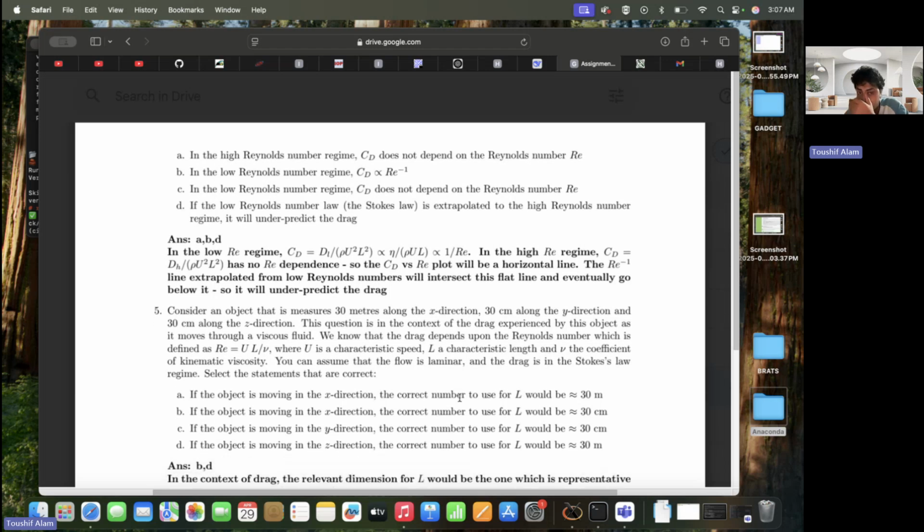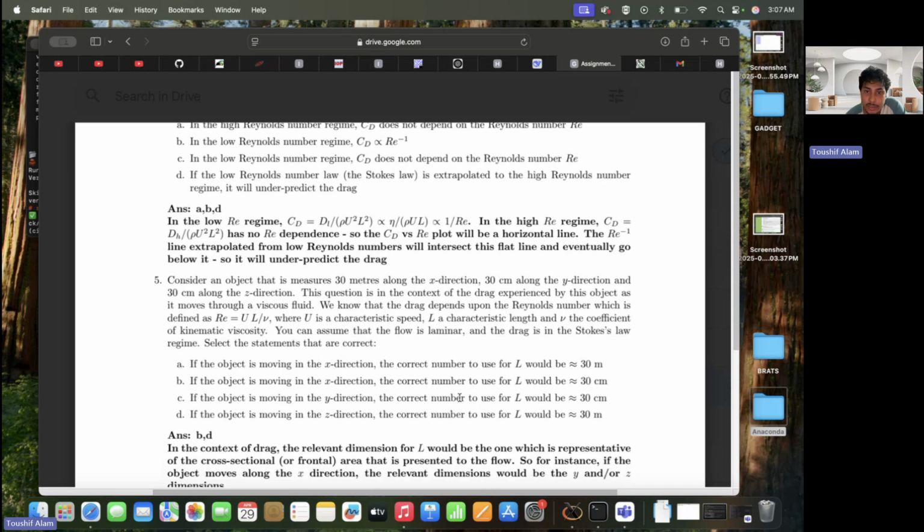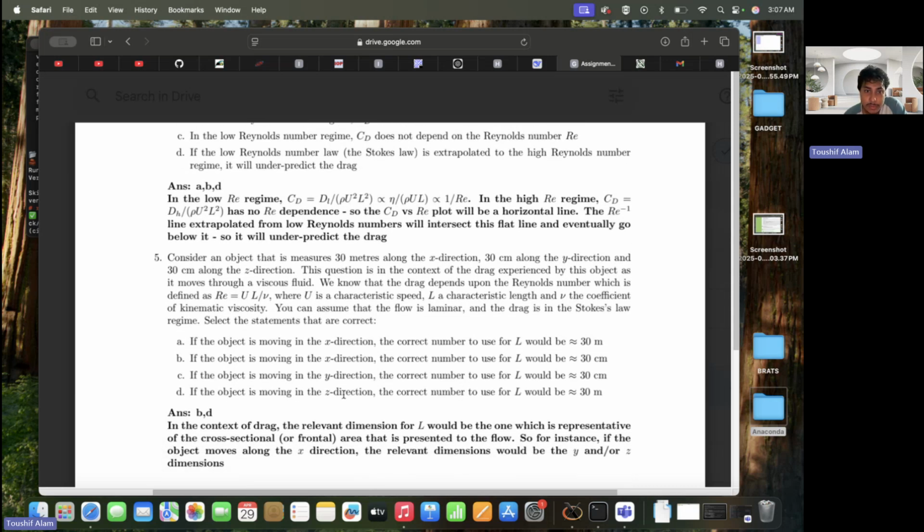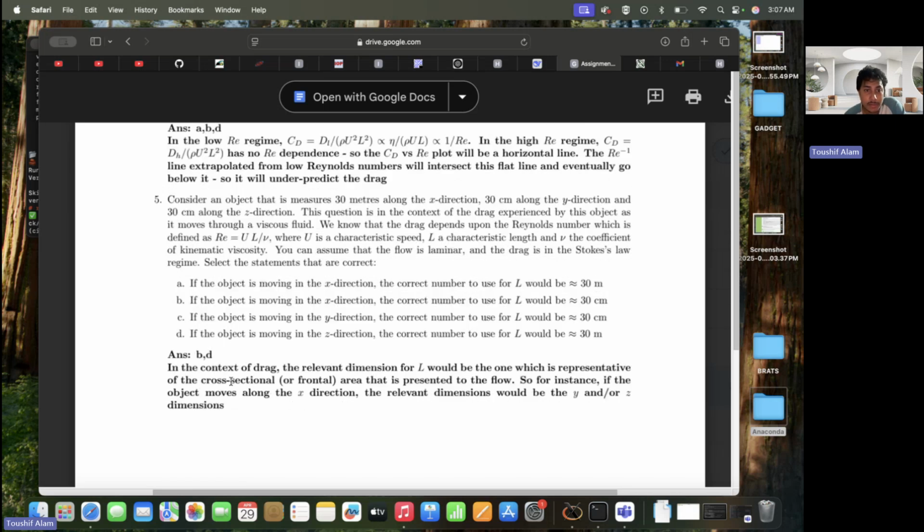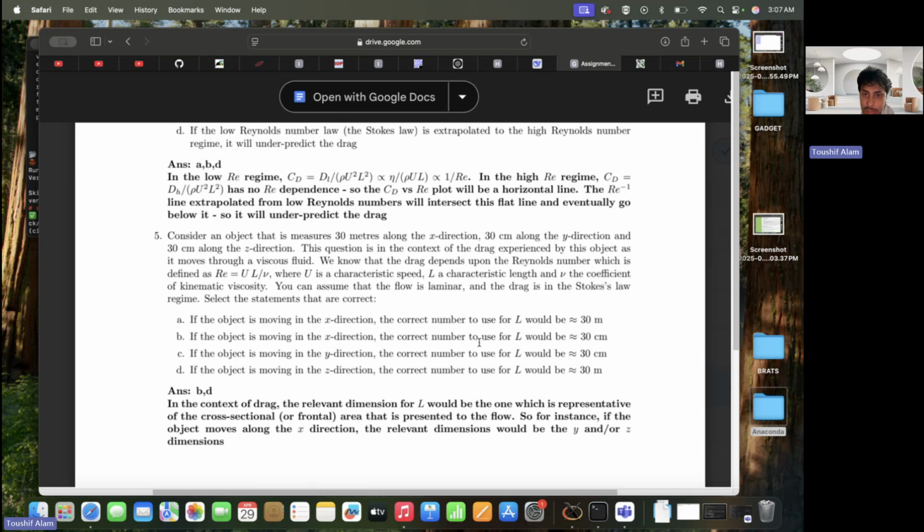So which is correct? If the object is moving in the x direction, the correct number to use for L would be 30 meter. In the x direction, L would be 30 centimeter. If the object is moving in the y direction, the correct number to use for L would be 30 centimeter. In the context of drag, the relevant dimension for L would be the one representative of the cross-sectional or frontal area presented to the flow. So for instance, if the object moves along this direction, the relevant dimensions would be the y and z dimensions. So B and D. B, if the object is moving in this direction, the correct number to use for L would be 30 centimeter. And D, in the z direction, it will be 30 meter.